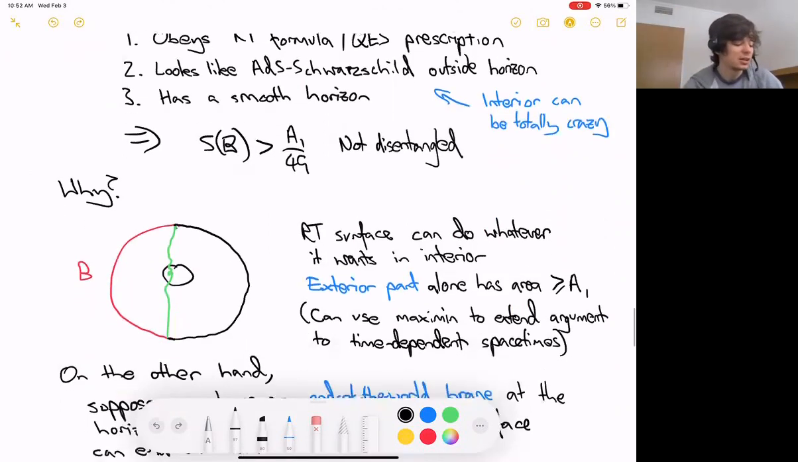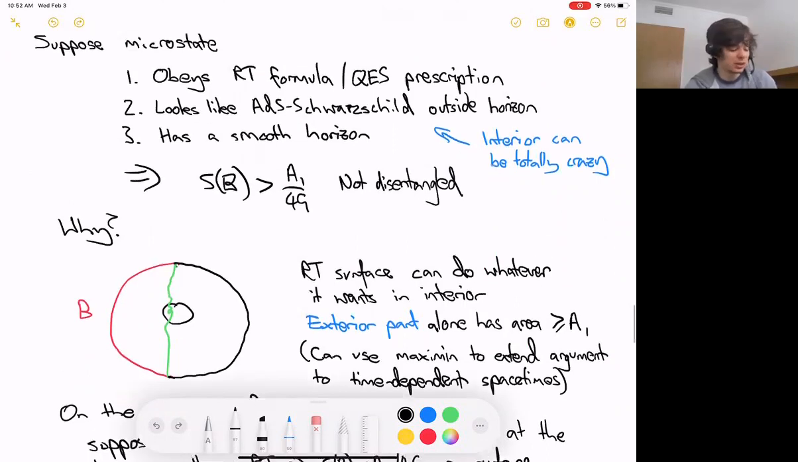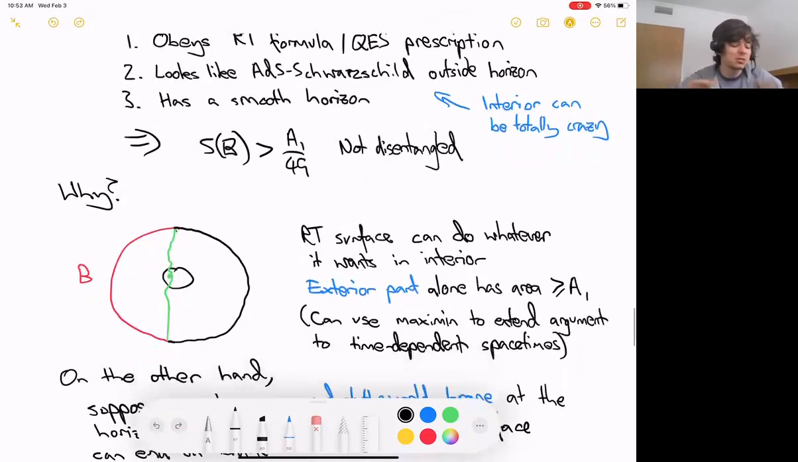Okay. So let's assume these three things are true. Then the entanglement entropy of this region big B can be computed by RT or QES, and it's going to have some RT surface. So maybe we have crazy wacky stuff going on in the interior. Maybe the RT surface goes into the interior and does some crazy wacky stuff in there. That's fine. We're not going to worry about what it does in the interior.